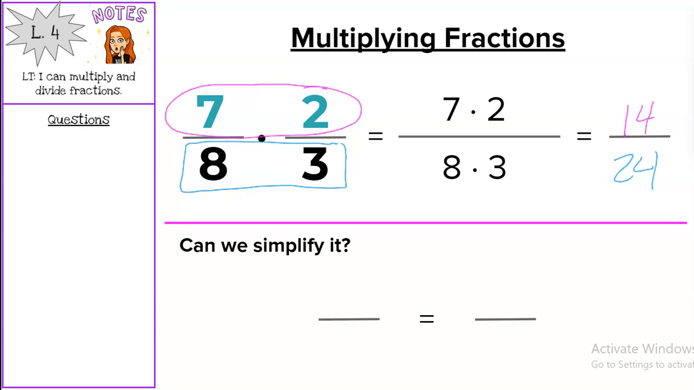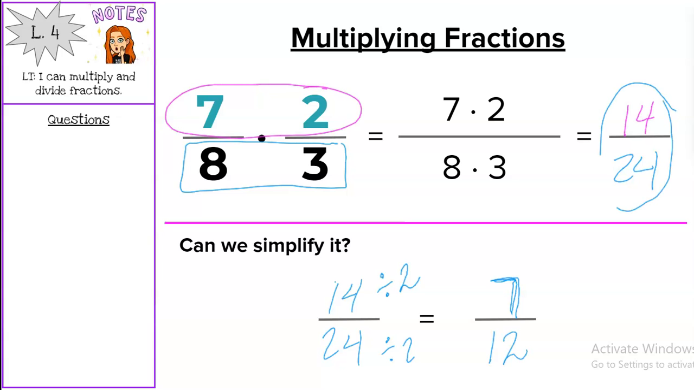Now, we're not done because we have to ask, can we simplify it? Is there a number that goes into both 14 and 24? And the answer is yes. They're both even numbers, so we can divide both of them by 2. 14 divided by 2 is 7, and 24 divided by 2 is 12. So if you give me 14/24, you're not wrong, but if we want it fully simplified, we would ask for 7/12. So that's why we talked about simplifying fractions first, because we usually like to give our answer in the simplest form.